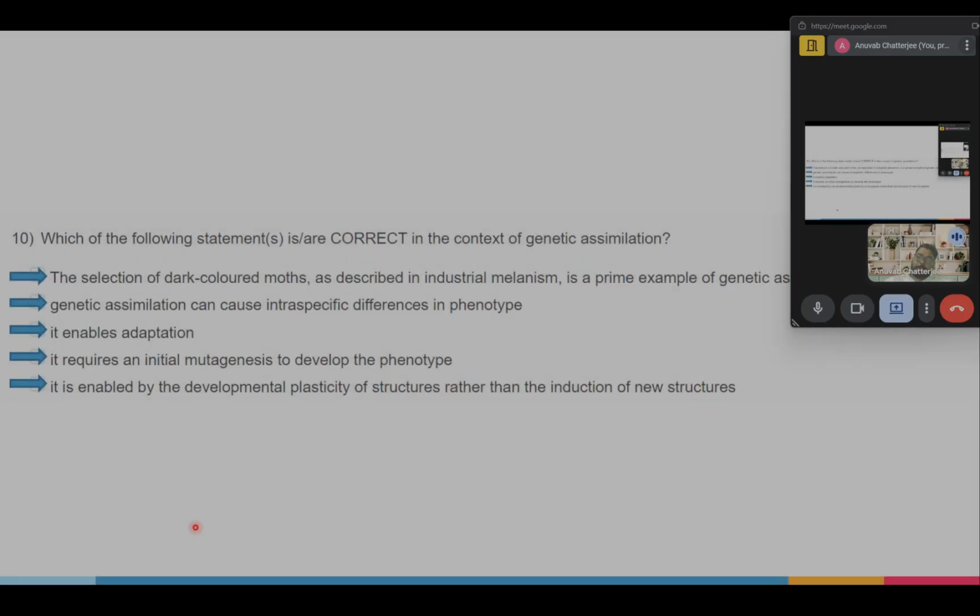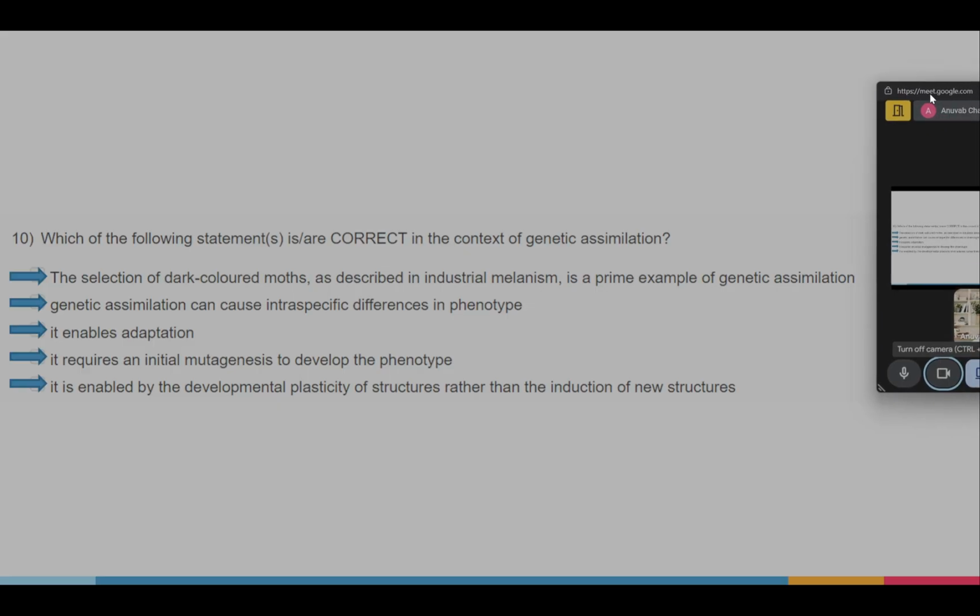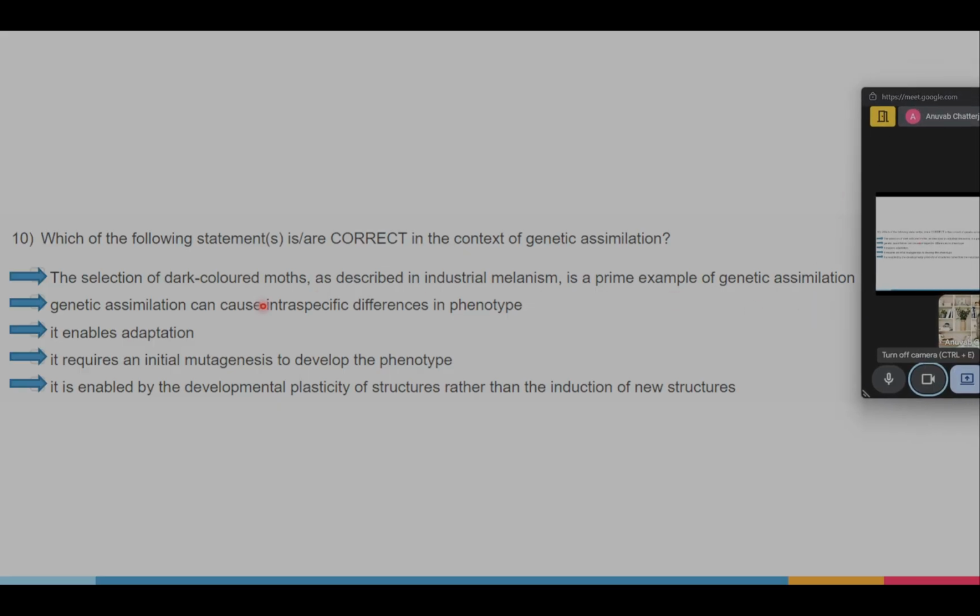So all the options were correct in this particular question. The selection of dark-colored moths as described by industrial melanism is a prime example of genetic assimilation. Genetic assimilation can cause intraspecific differences in phenotype. It enables adaptation. It requires an initial mutagenesis to develop the phenotype. It is enabled by the developmental plasticity of structures rather than induction of new structures.